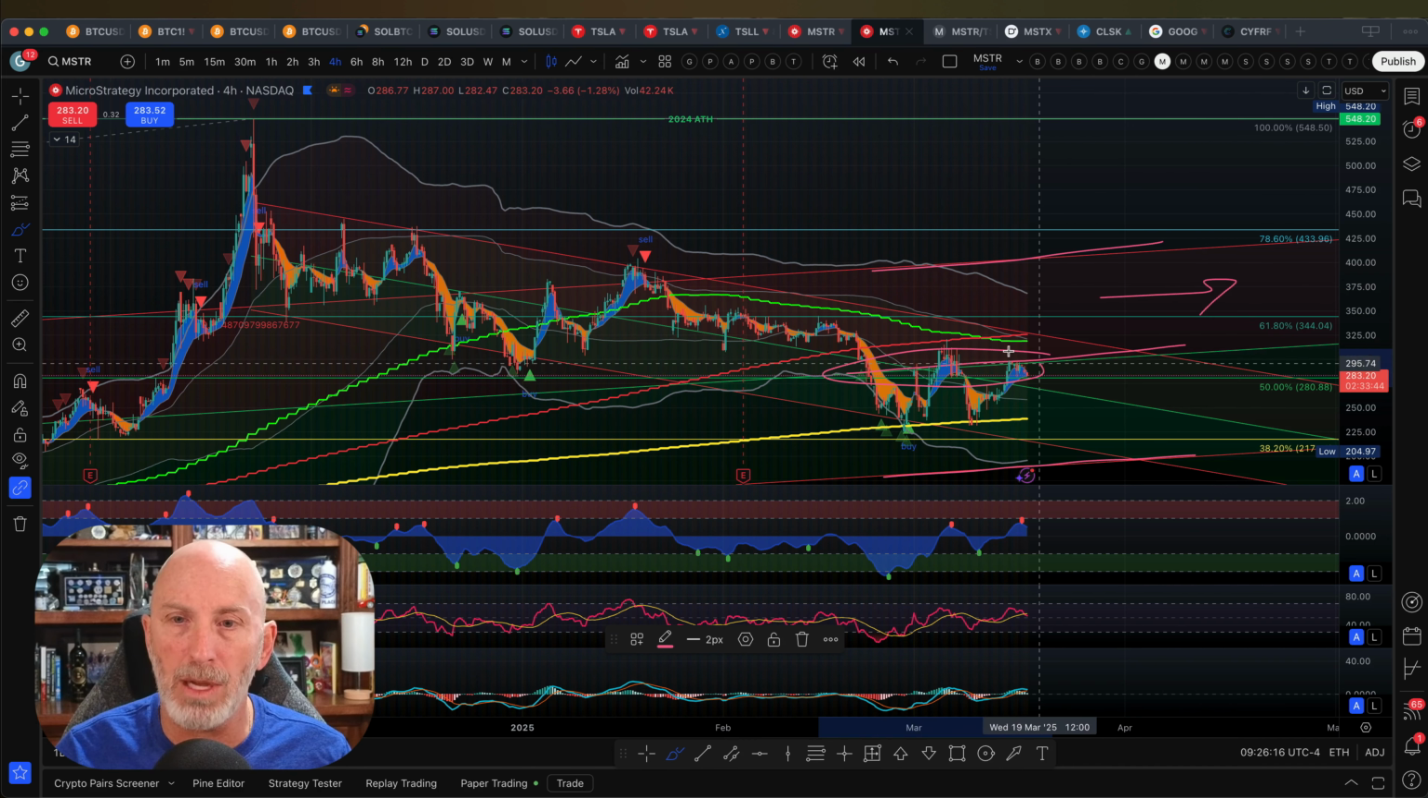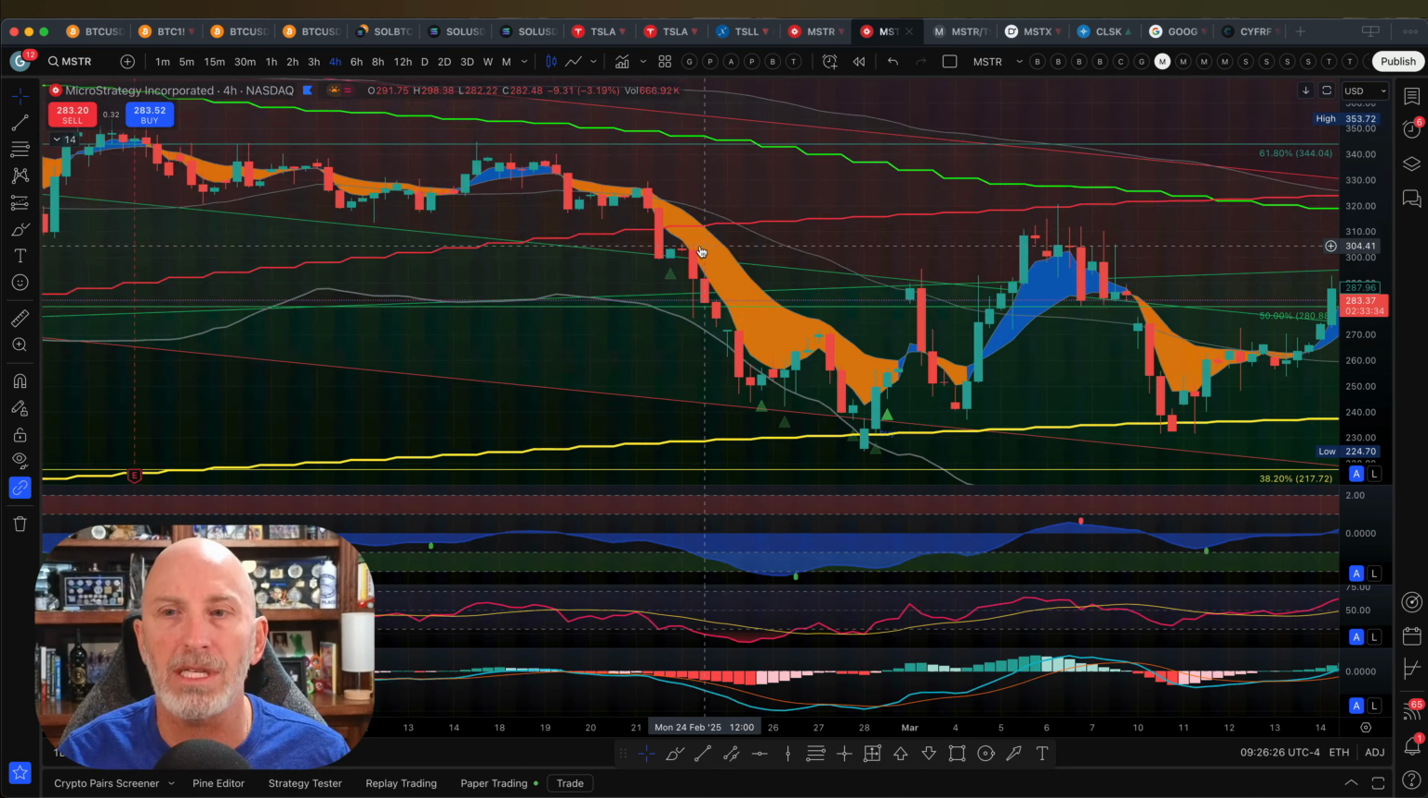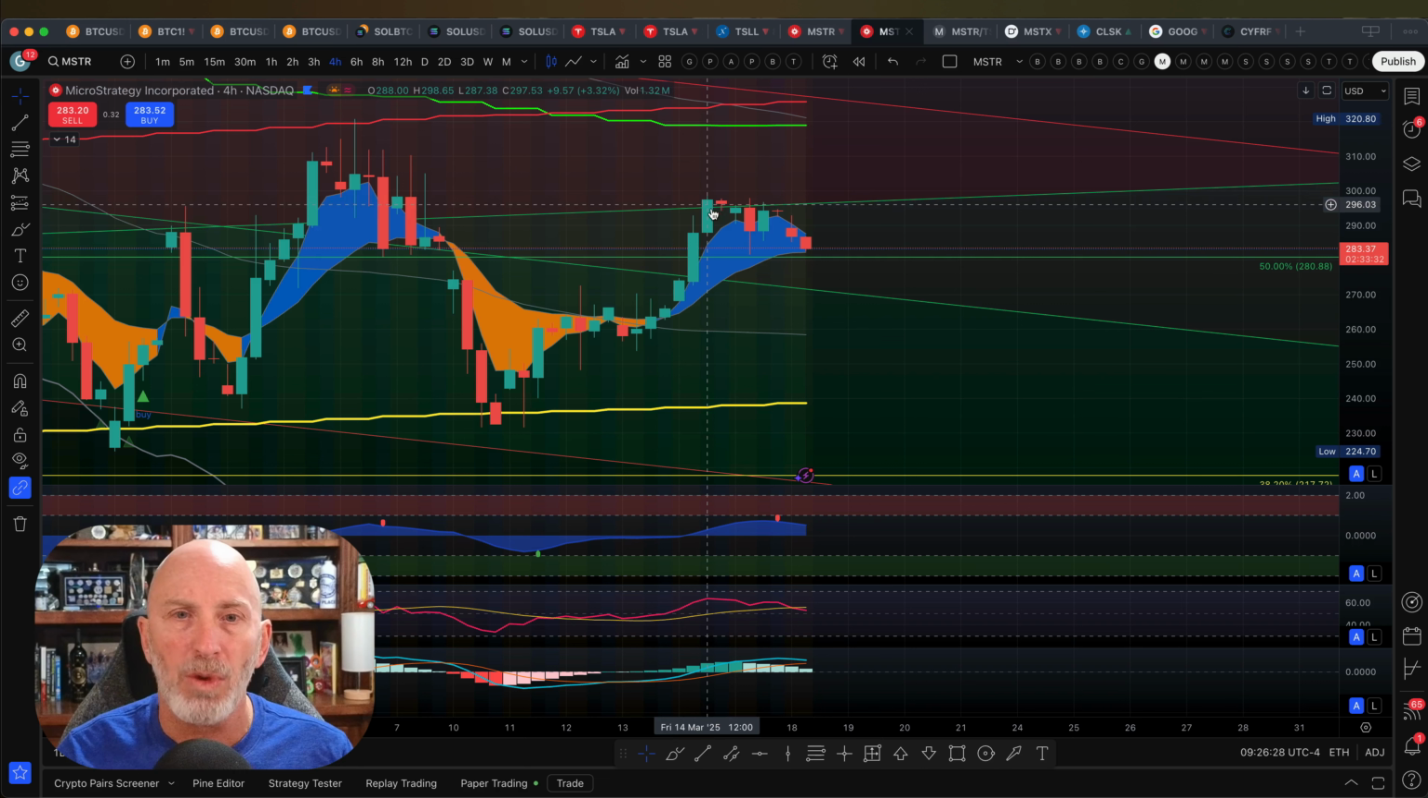And notice that we are basically using that as pretty much perfect resistance right now. We just bounced back off it again. So currently as we speak, let's zoom in on it. We're basically ping-ponging back and forth right now between the 50% fib level at 280 and the midpoint of this channel, which is 300.